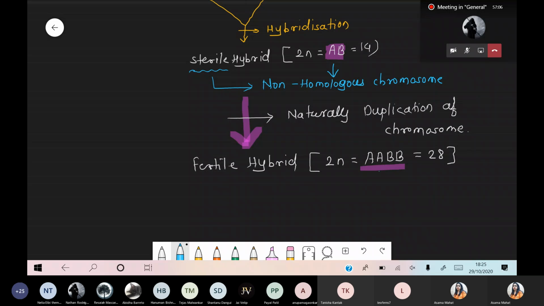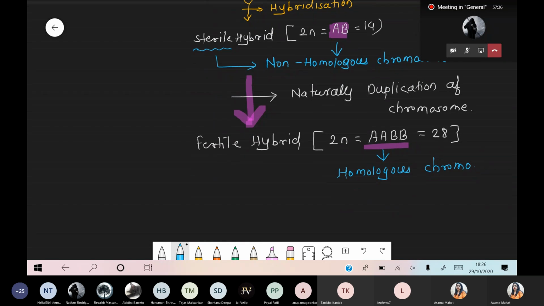Because now in this condition, these are homologous chromosomes. So homologous chromosome means partners are present. So definitely what happened? We produce one fertile species. Got it? So now what happened? These fertile species which get produced, now we have to give a name because these are the fertile species.